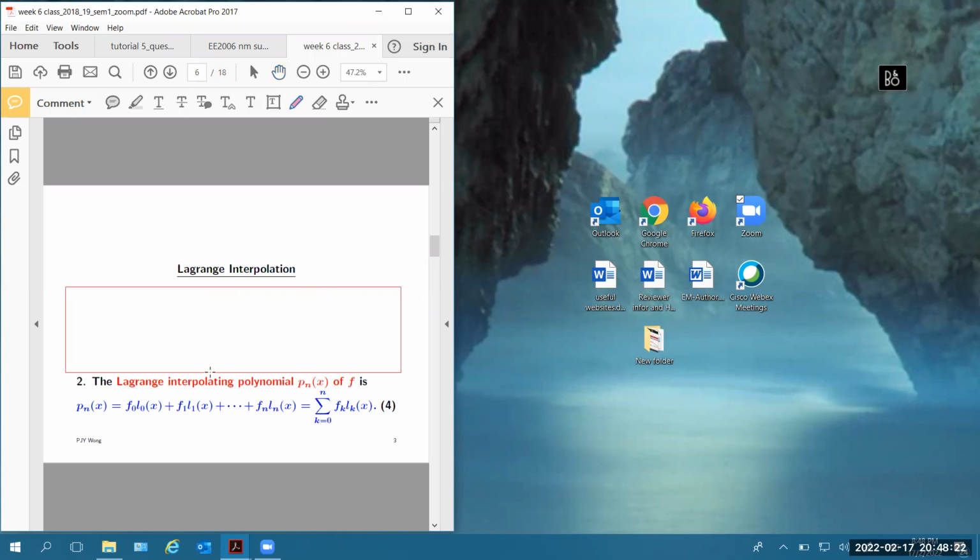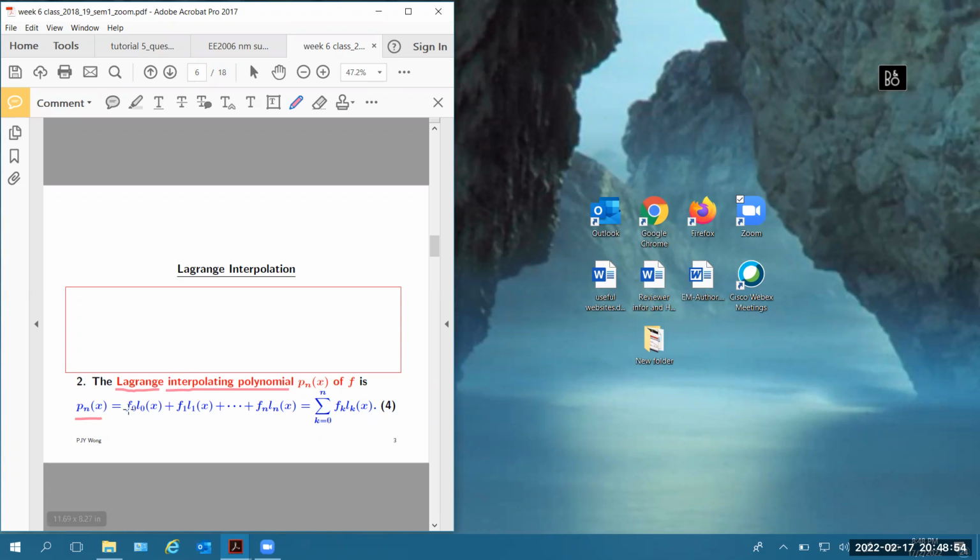So if we follow his method, then we'll get this Lagrange. This is to honor him, right? So the Lagrange interpolating polynomial Pn(x) of this function f. The function f is actually unknown. Okay, so this is what it looks like. You see that Pn(x) is equal to this: f0 L0 plus f1 L1 and then until fn Ln.